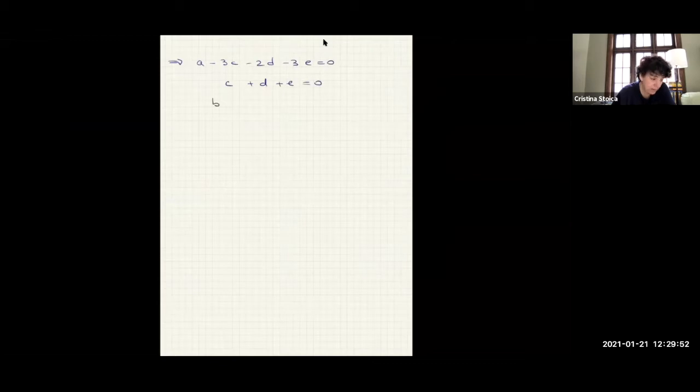And then B minus D minus E is 0, right? So here is the matrix A that would describe this linear system. 5 unknowns, I'll have 5 columns. 1, 0, so this is for A, this is for B, this is for C, this is for D, this is for E. Okay, 0, 0, 1, 1, 1, 0, 1, 0, minus 1, minus 1.